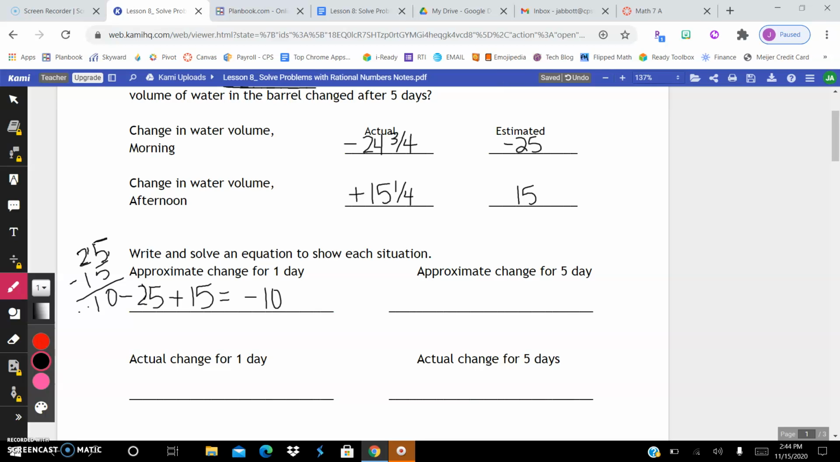And then they want to know what's the approximate change for 5 days. Well, if I lose 10 a day and I have to do that for 5 days, I'm going to times by 5. And negative 10 times 5, well, 10 times 5 is 50, and a negative times a positive is a negative. So they're going to lose 50 gallons. Then we have to move on and actually find the actual change for one day. So the actual, we're losing 24 and 3/4, and we're gaining 15 and 1/4.